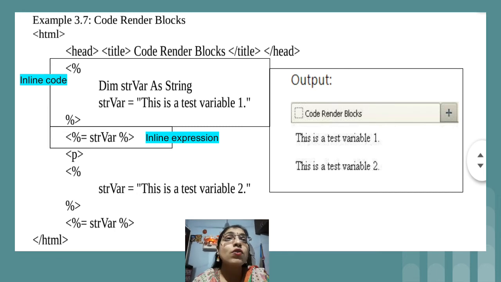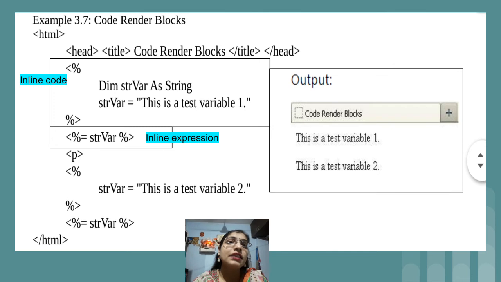So now in the inline code block, we have initialized the value of the strvar variable, and now by making use of inline expression, I want to display the value of the strvar variable. So how will we write the inline expression? Triangular bracket, percent, equal to and then the name of the variable. And after this code we have the p tag, that is the paragraph tag, that is basically along with the HTML tags we are writing some executable code. That is possible only with the help of code render block.